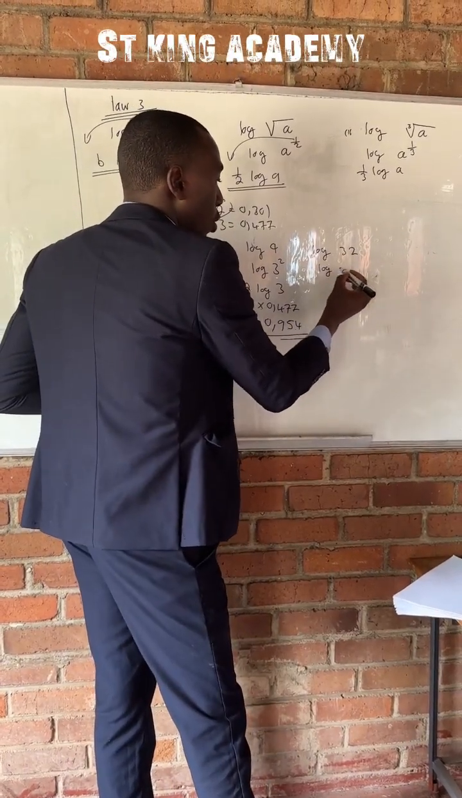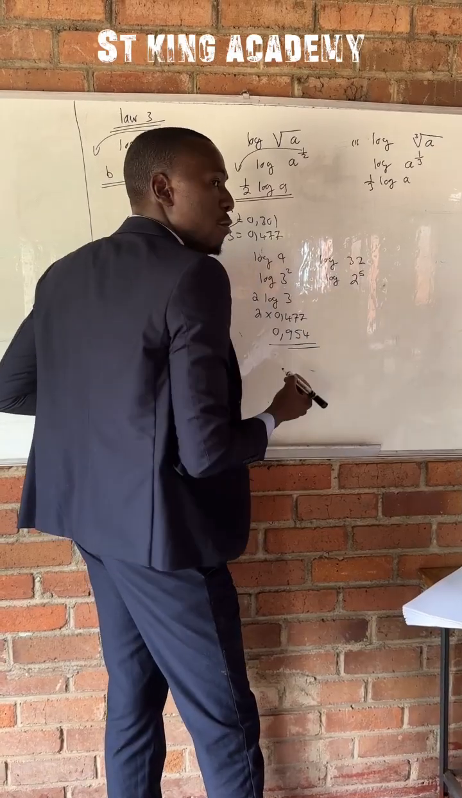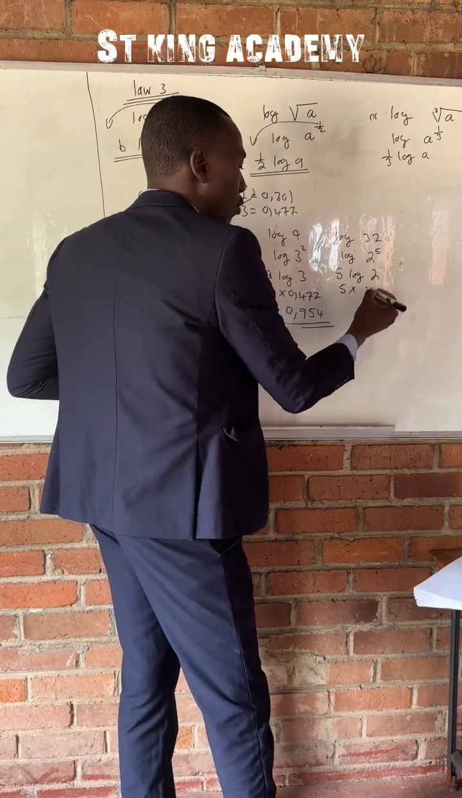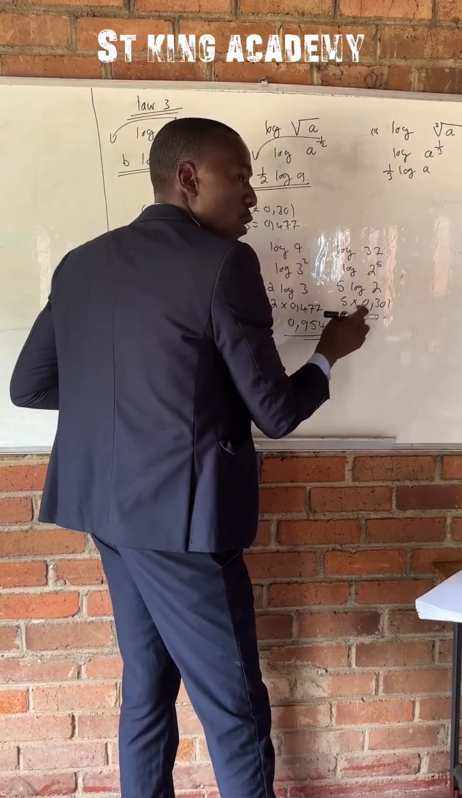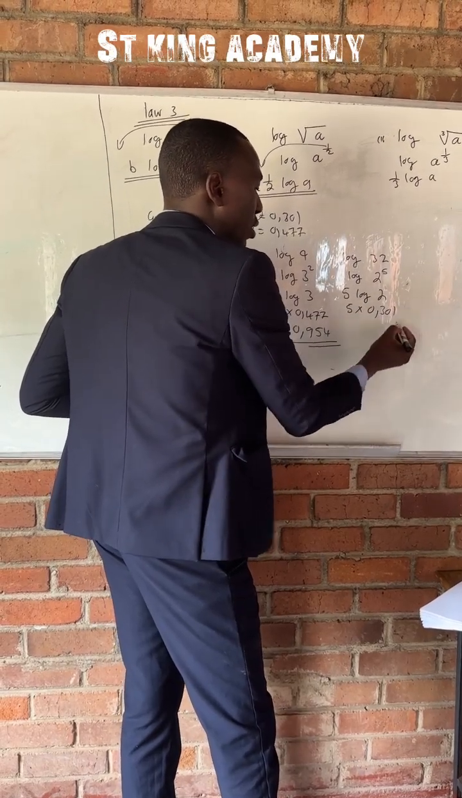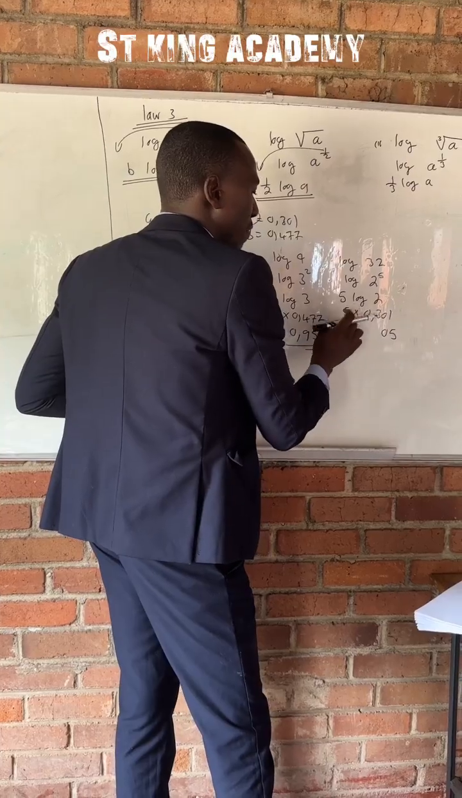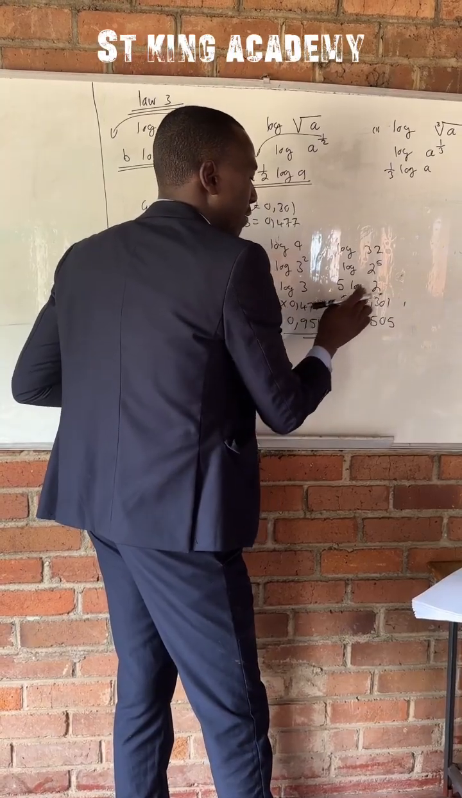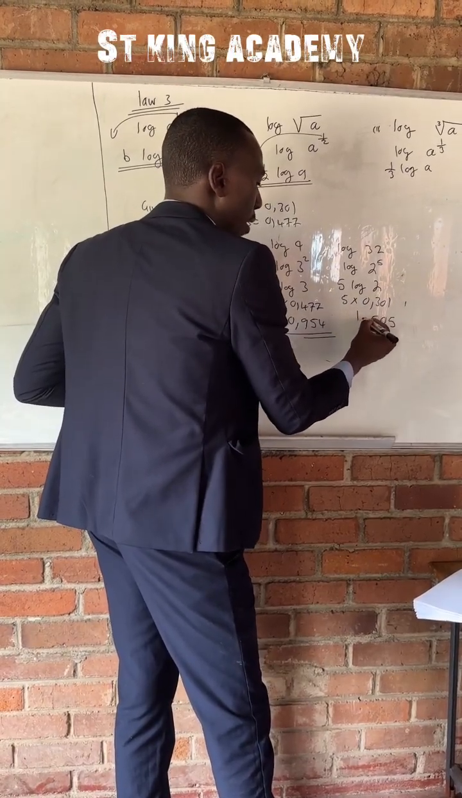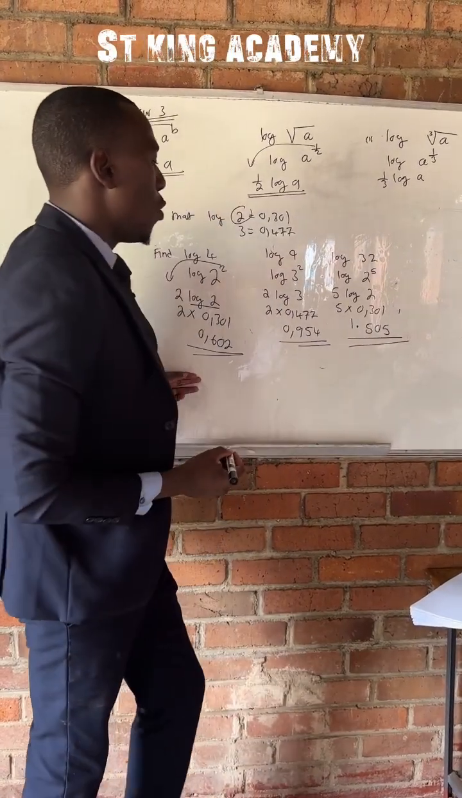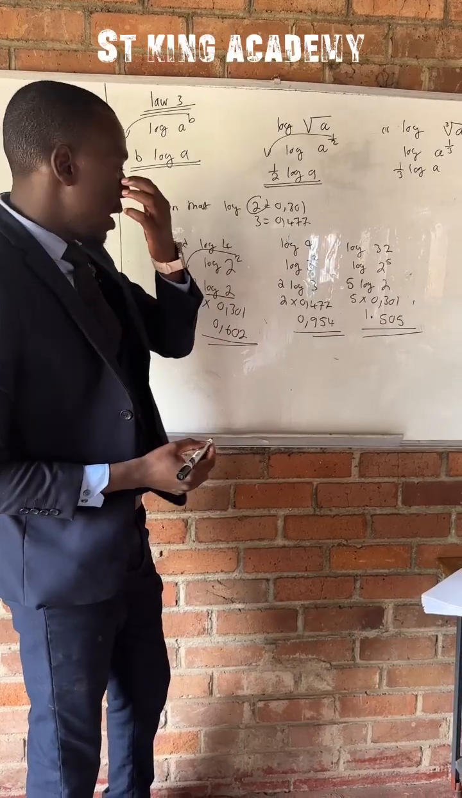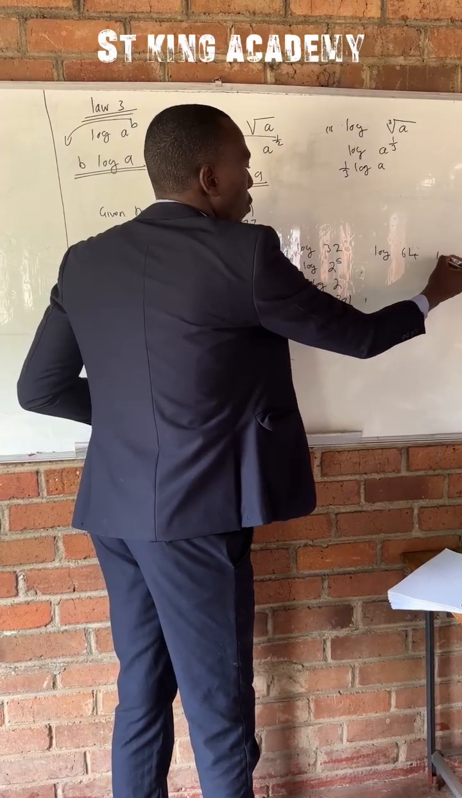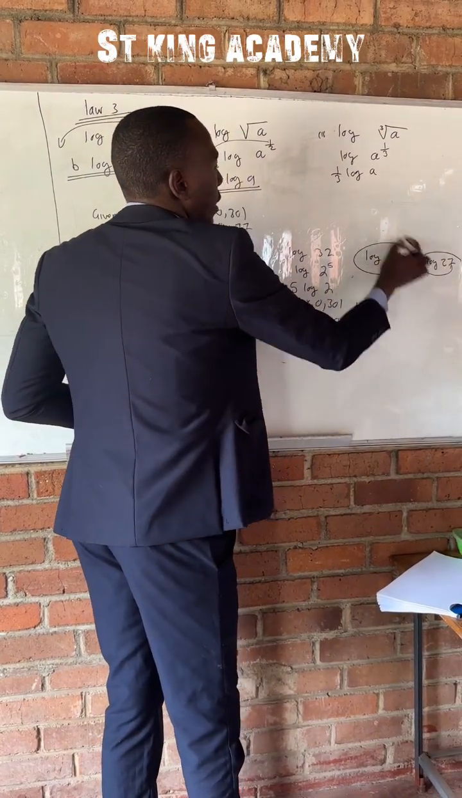What about log 32? Log 32 is the same as log 2 raised to the power of 5. So 5 to this side is now 5 log 2, and 5 times log 2, 0,301. 5 times 1, you get 5. 5 times 0, you get 0. 5 times 3, we get 15, so 5, carry 1. 5 times 0 is 0, plus 1, that's 1. So it's now 1,505. That's log 32. So you guys, I want you to find log 64 and log 27.